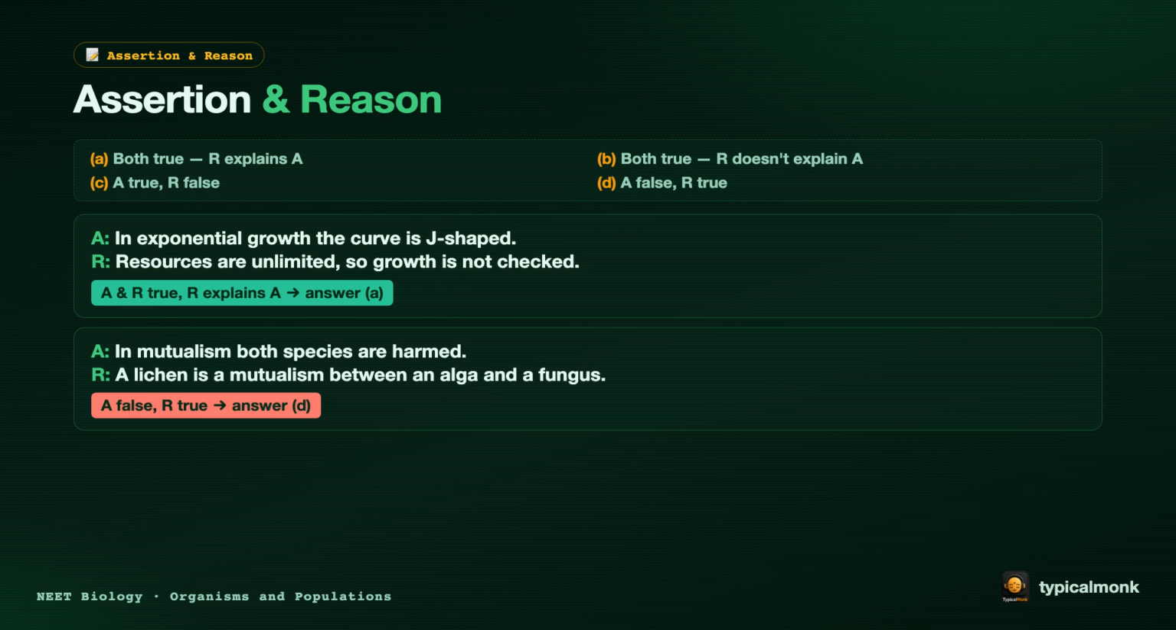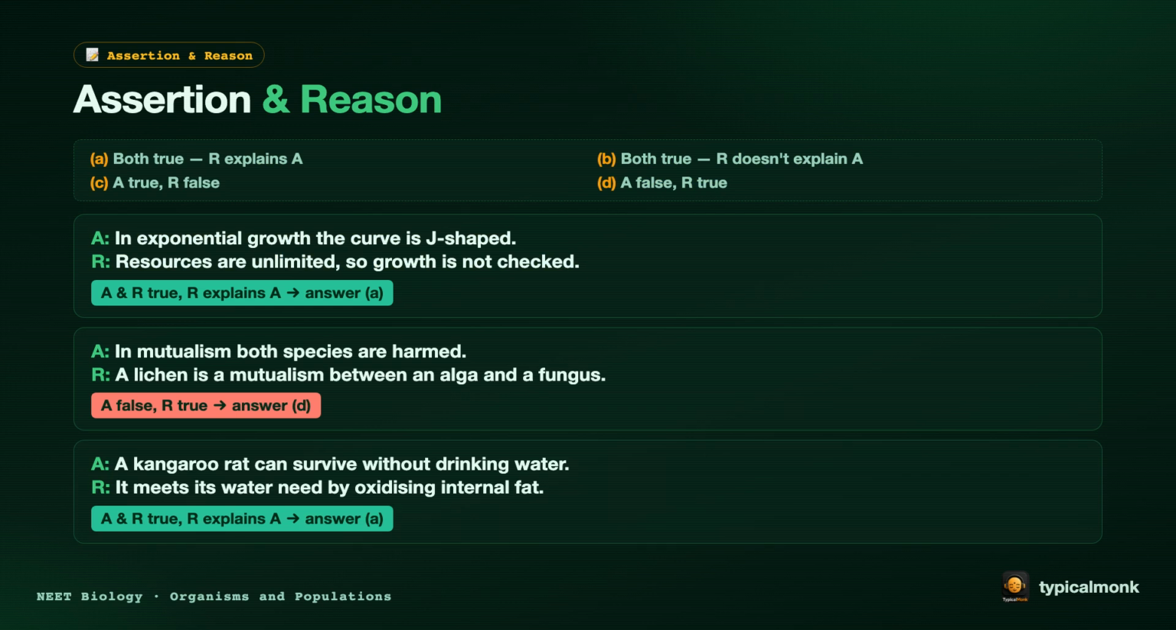Second, A, in mutualism both species are harmed. R, a lichen, is a mutualism between an alga and a fungus. Here, A is false, but R is true, so the answer is D. Third, A, a kangaroo rat can survive without drinking water. R, it meets its water need by oxidizing internal fat. Both true, and R explains A, so the answer is A.